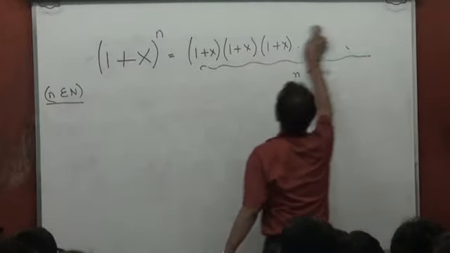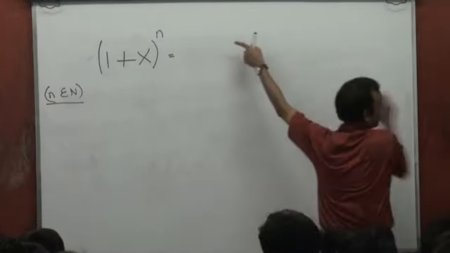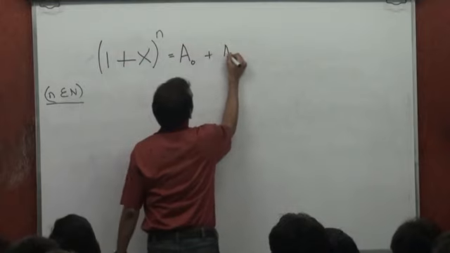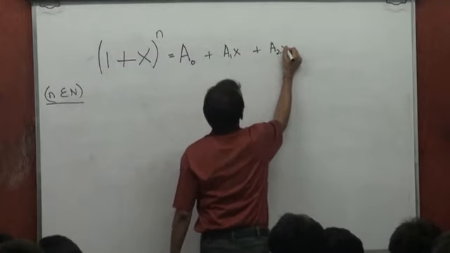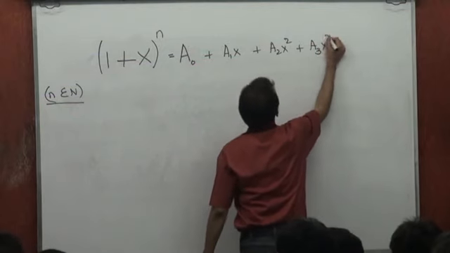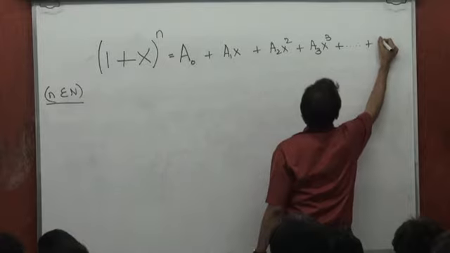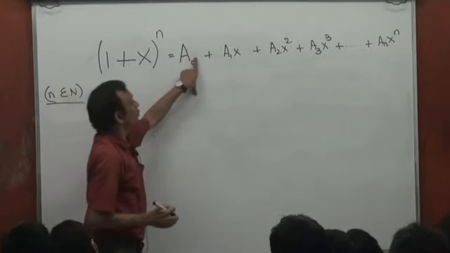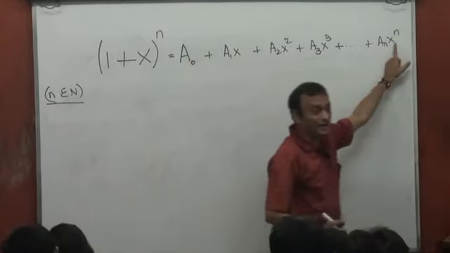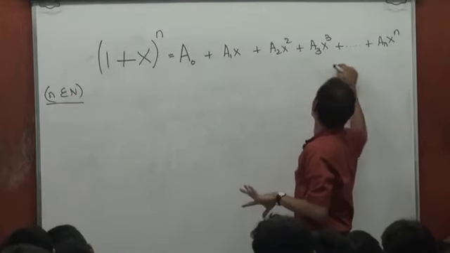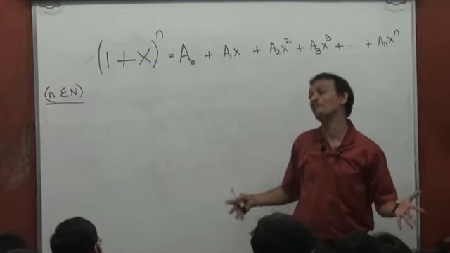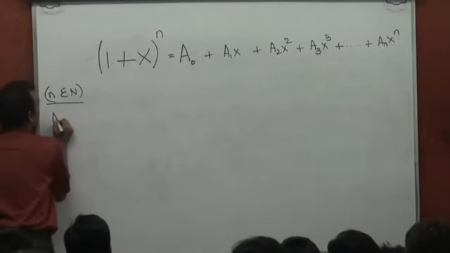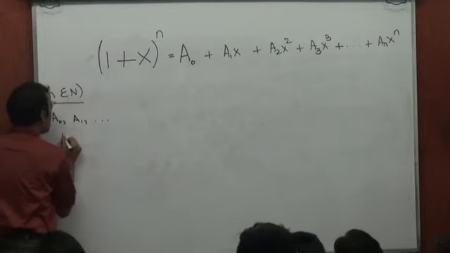Which really means that this expression 1 plus x power n, let's say, is a naught plus a1x plus a2x squared plus a3x cubed plus and so on up to anx power n. The identity is equal to this. The lowest power of x is 0, the highest power of x is n, where a naught, a1, a2, a3, an are called undetermined coefficients. So far undetermined. But we are determined to determine these coefficients, right? Right now, these a0, a1, a2 are undetermined coefficients.